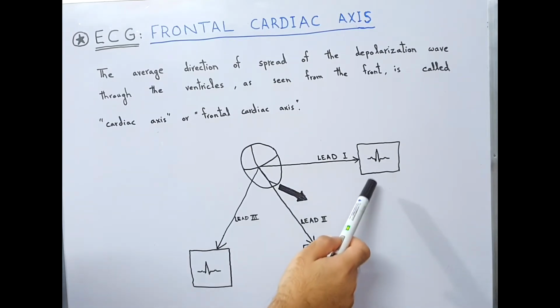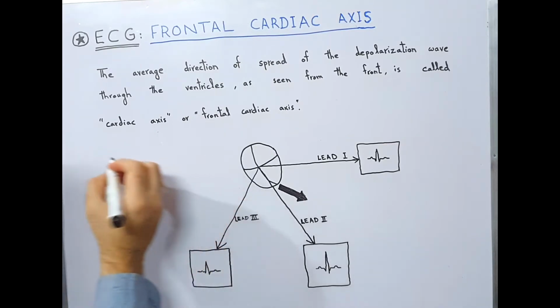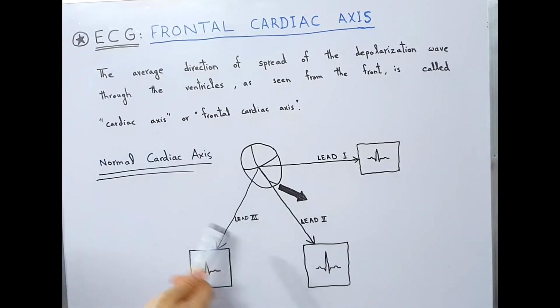There will be a positive deflection in lead 1 and a positive deflection in lead 3 as well. But the deflection in lead 2 will be greater than lead 1 and lead 3. This is the normal cardiac axis. Let me write it here. So it is a normal cardiac axis. Now we will see the right and left deviations and how they are translated into the ECG.